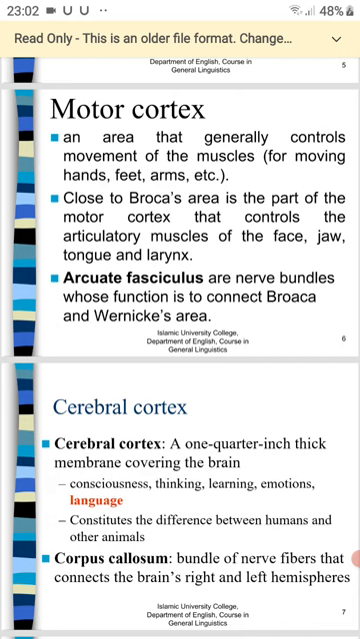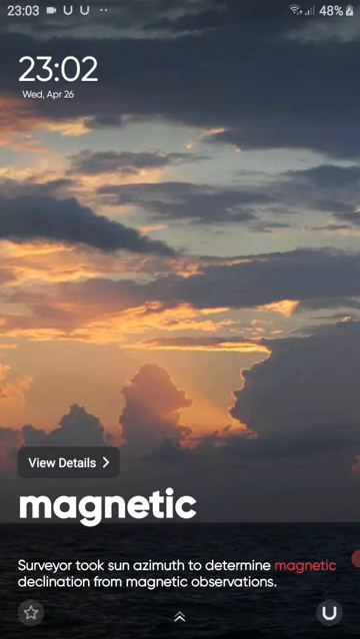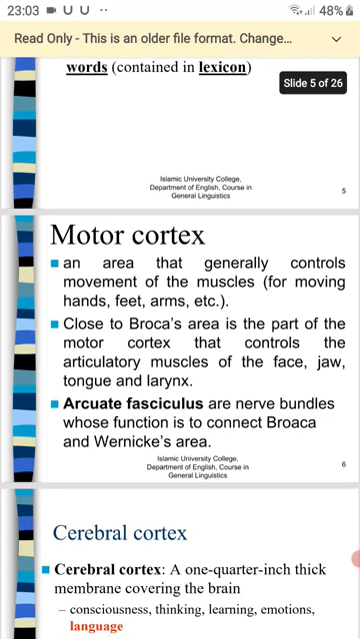The motor cortex is the area that generally controls movements of the muscles. The function of the motor cortex is to control movement of the muscles, such as the arms and legs. Broca's area is part of the motor cortex and controls the articulatory muscles: face, tongue, and larynx. So the motor cortex is also in your Broca's area. Am I right?